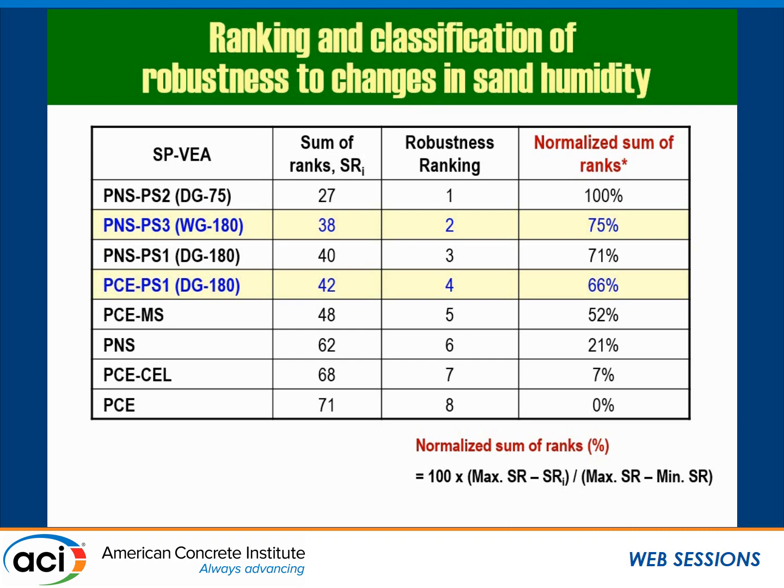And you see that the highest normalized sum of the rankings, for example, 175%, are the mixtures here. So the one that is performing very well is the PNS and the diutan gum at 75 micron. This is the one that is very fine, followed by the PNS with the welan gum and the PNS with the diutan gum that are coarser, and so on and so forth. If we look at the bottom here, we see the PNS without any viscosity admixture was less robust, and the polycarboxylate by itself was the least robust.